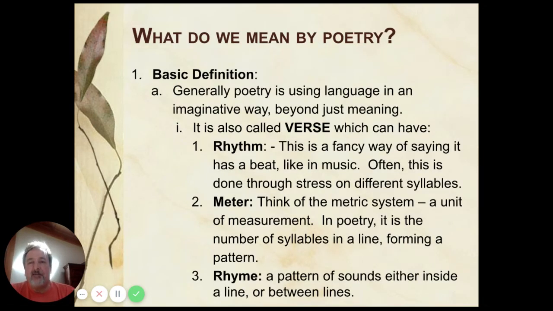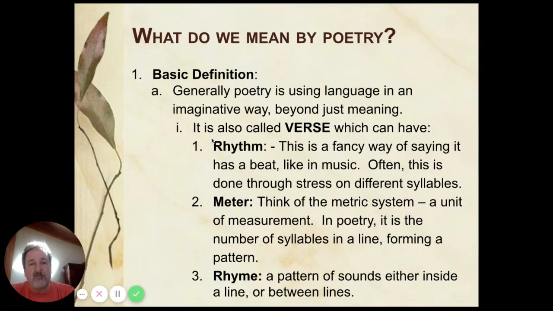And now here's some key definitions. When we're talking about poetry, we're talking about shaping language to make it fit a particular form. And it has another layer to it than just conveying basic meaning when we talk. This is what's called verse, and it has three key components.